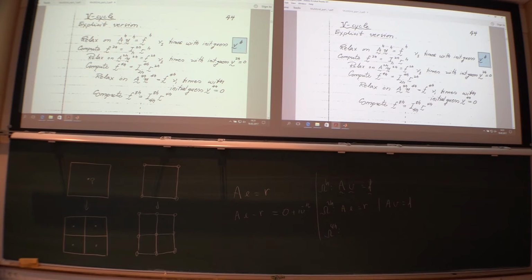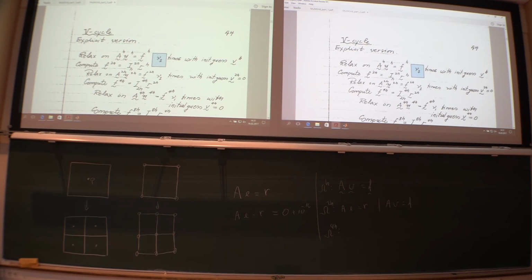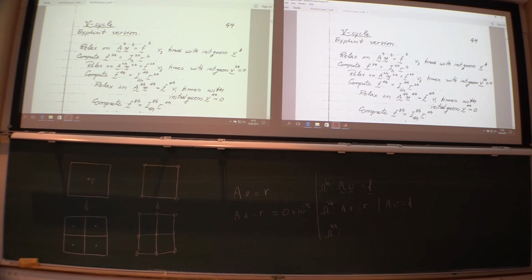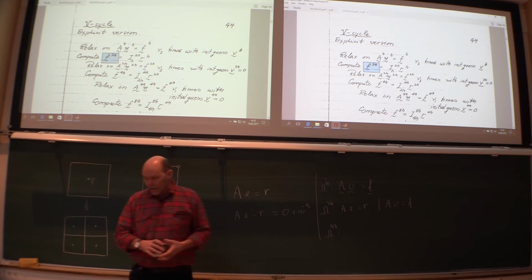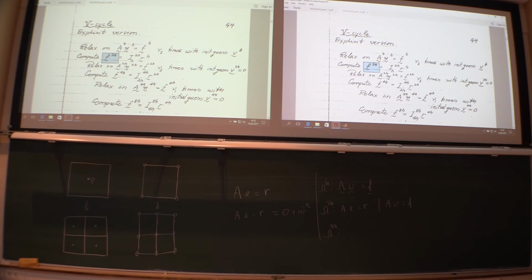So initially we just guess a solution, and then we do a couple of iterations up here, nu 1 times. Then we find the right-hand side of the equation on the coarse level. That should now actually be the residual down here, but we still call it an F instead of an R. So we find the right-hand side F on level 2H by the operator from fine to coarse, where we have put in the residual. Then we do a couple of iterations on this equation.